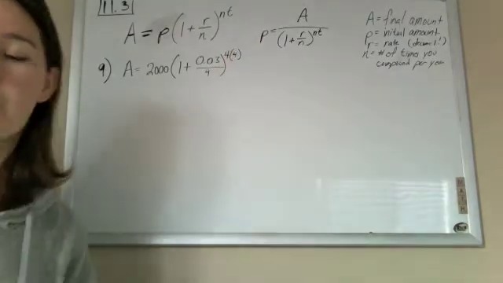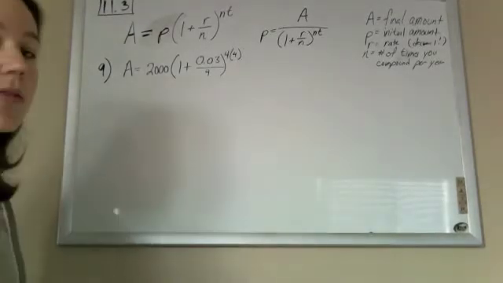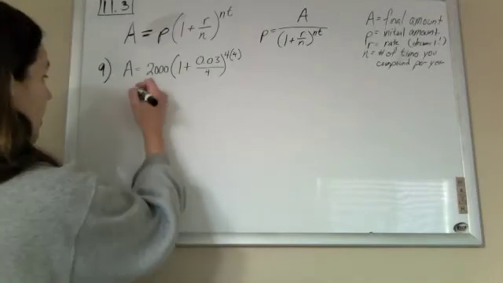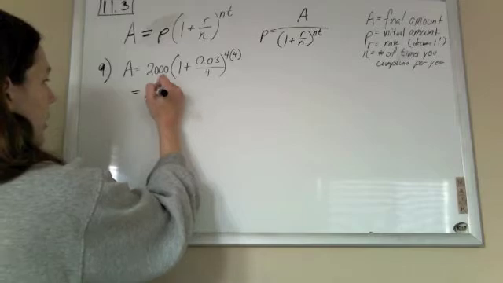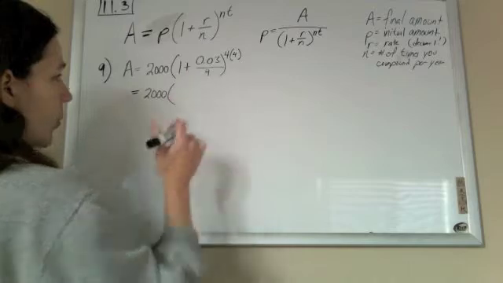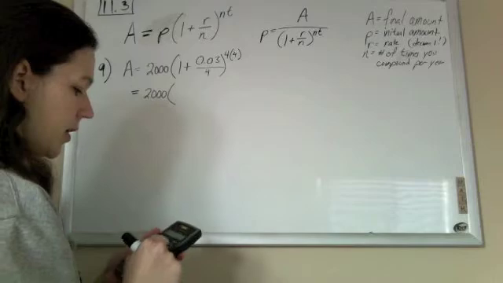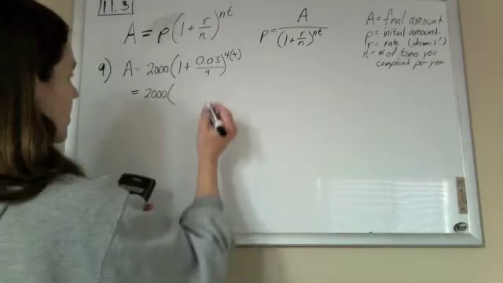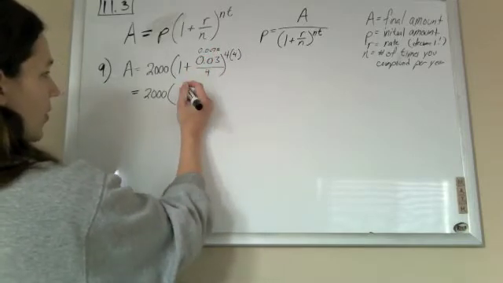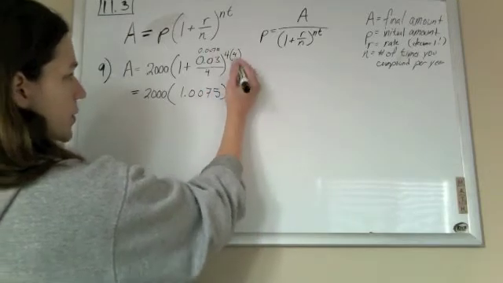So that's my setup. All I have to do is crank this out on my calculator, and I want to show you the safest way to do it. It might take a little while, but we're just going to go step by step, and you can play with your calculator to see if you can do it other ways. So I'm going to do this part in the parentheses first. 0.03 divided by 4 is 0.0075. And if I add the 1, I get 1.0075. Then 4 times 4 is 16.